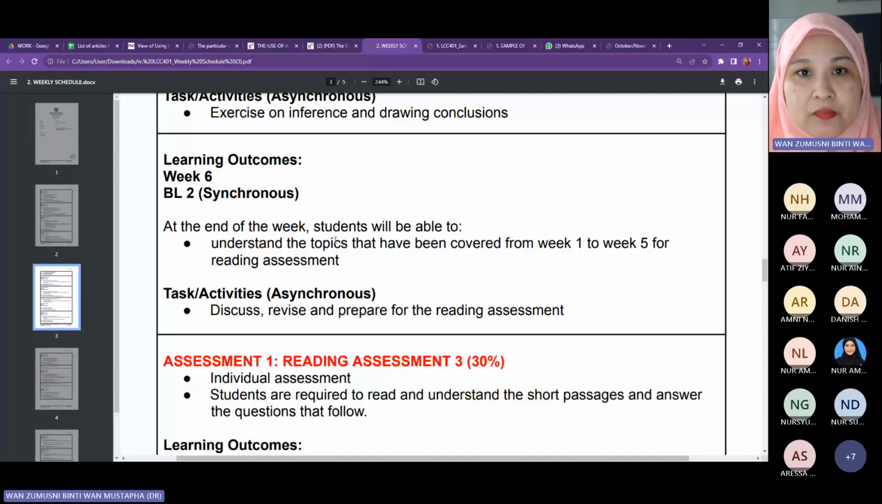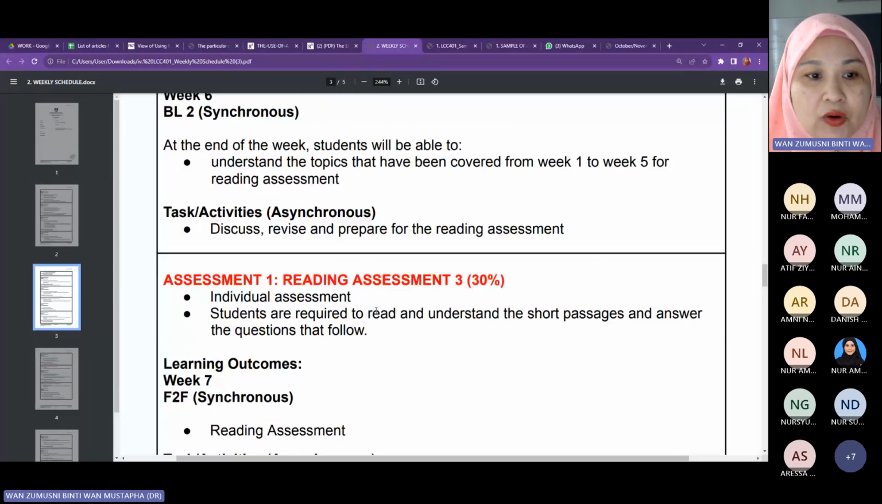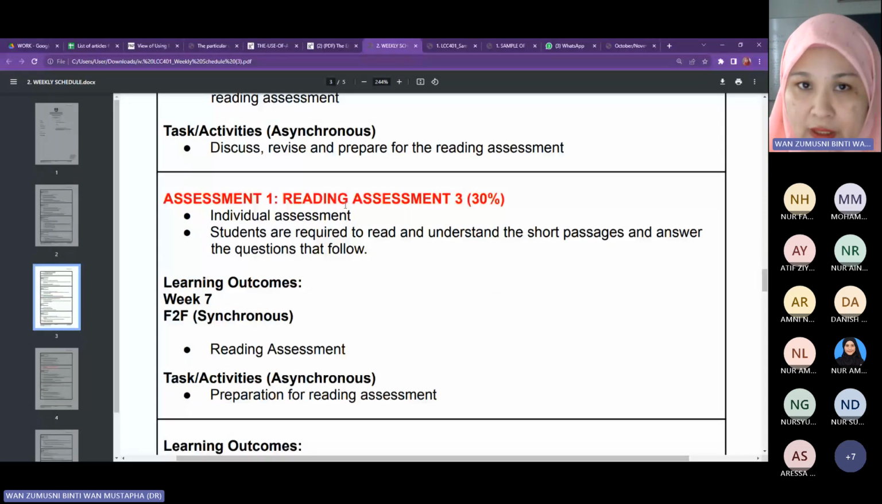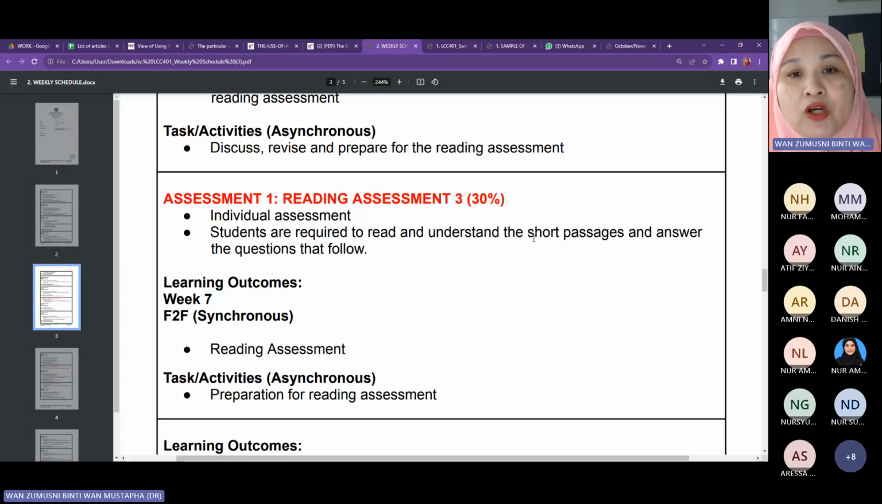So if you have the question paper with you, I've been asking you for the last 3 weeks whether you have completed the sample reading assessment, because your assessment 1, which is your reading assessment, is 30%. The first assessment is an individual assessment that will be conducted in the classroom. So this is the rubric of it. In the assessment, you're required to read and understand 3 short passages and answer the questions that follow.